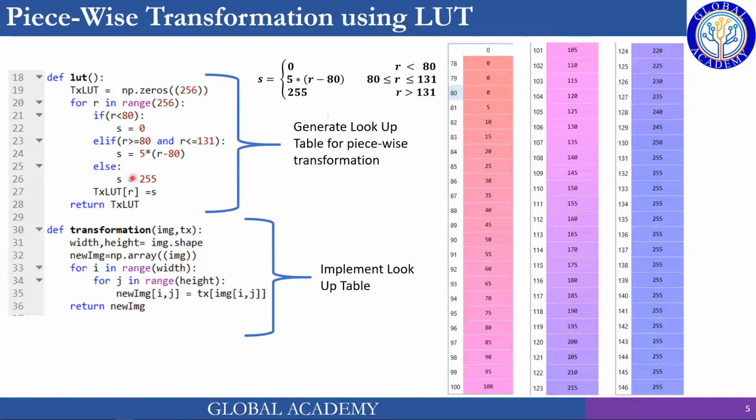The values stored in this array are shown on the right side of this slide. Just a selected range, from 78 to 146, and definitely the loop is iterating from 0 to 255, but I have displayed only a small range from 78 to 146. So these are the calculated values. These are the indices, and then these are the calculated values which are stored in this array txlut and returned from this function.